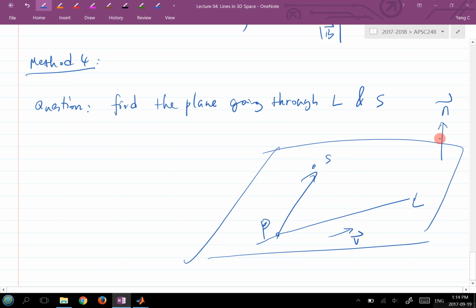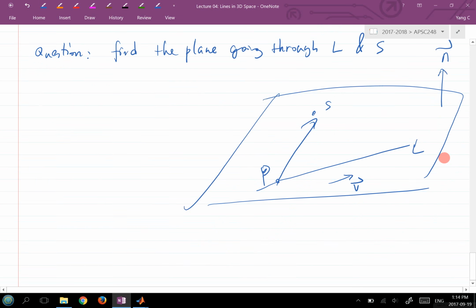Excellent. Doesn't matter which way you go. The normal vector could be either this way or that way, right? V cross PS will give you a vector, and PS cross V is the negative of that. So it won't change your plane equation, if you wonder about that.